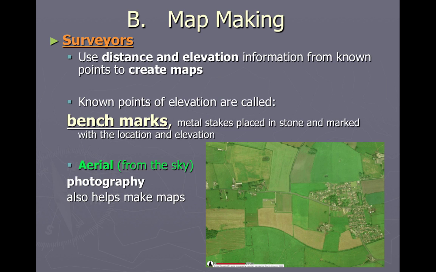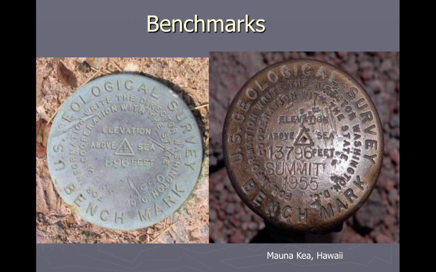For map making, surveyors use distance and elevation information from known points. There are known points in the ground in many places on this Earth, and they're called benchmarks. If you have hiked any of the mountains around the Phoenix area, you've probably come across a benchmark at the top of Camelback Mountain or Squaw Peak. Aerial photography also helps map makers. Here's a couple pictures of benchmarks. These happen to be in Hawaii.